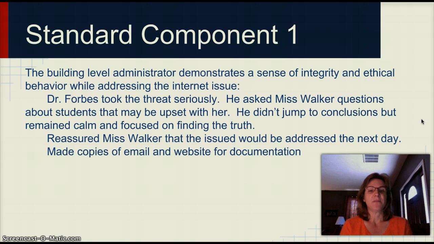The building level administrator demonstrates a sense of integrity and ethical behavior while addressing this internet issue. I thought Dr. Forbes took the threat seriously. He asked Miss Walker questions about students that may be upset with her. He didn't jump to conclusions but remained calm, focused on the truth. He reassured Miss Walker that the issues would be addressed the next day, and he made copies of the email and the website for documentation.